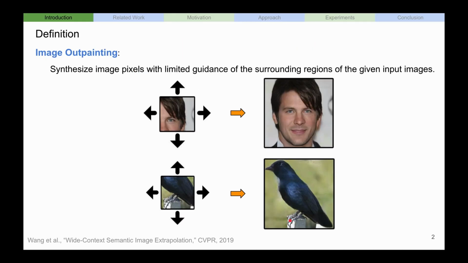So what is image outpainting? Image outpainting aims to synthesize image pixels with limited guidance of the surrounding regions of input images, while spatial and semantic practicality are simultaneously preserved. For example, to synthesize a complete head of a man, given only his left face, or to synthesize a full bird, given only its partial body without its head and tail.